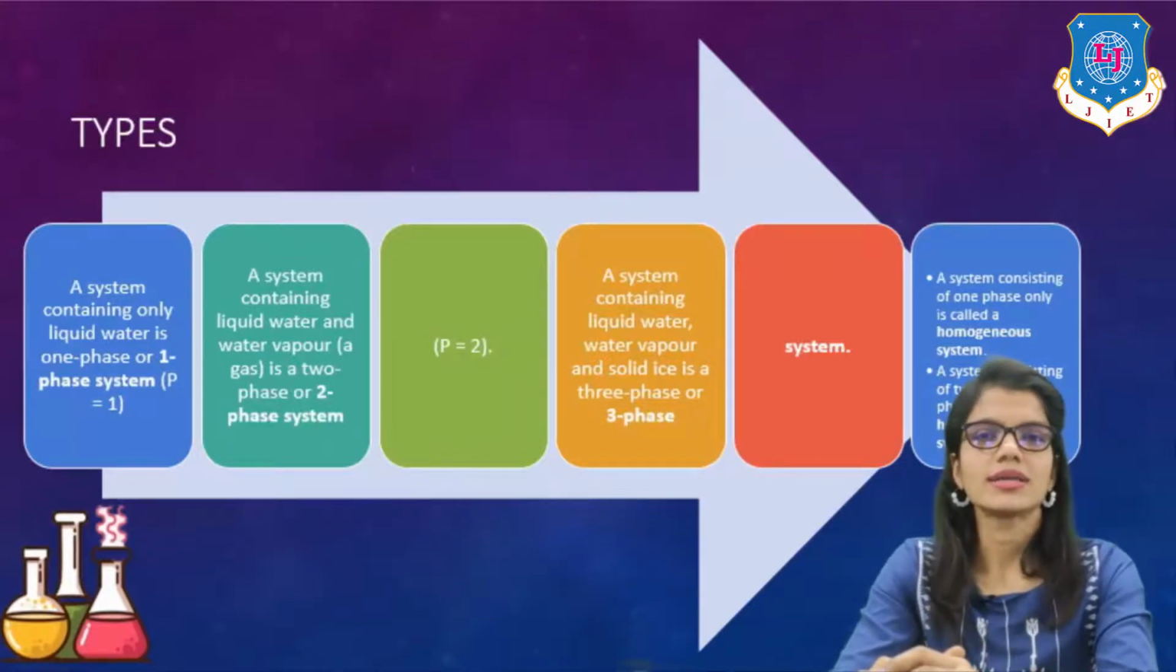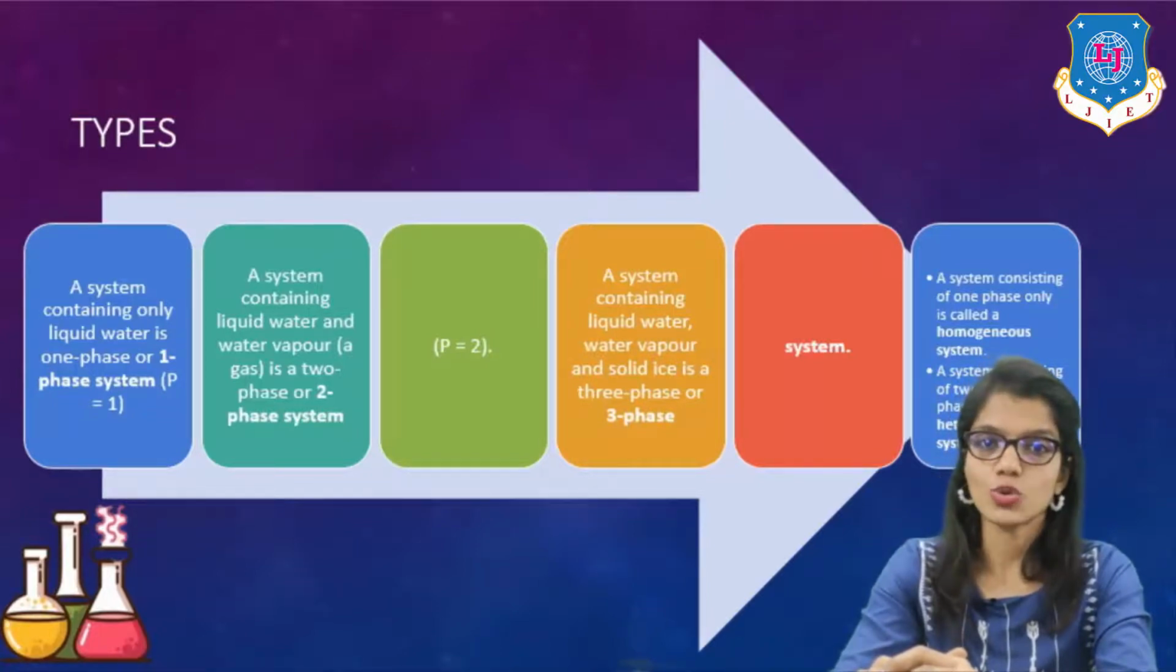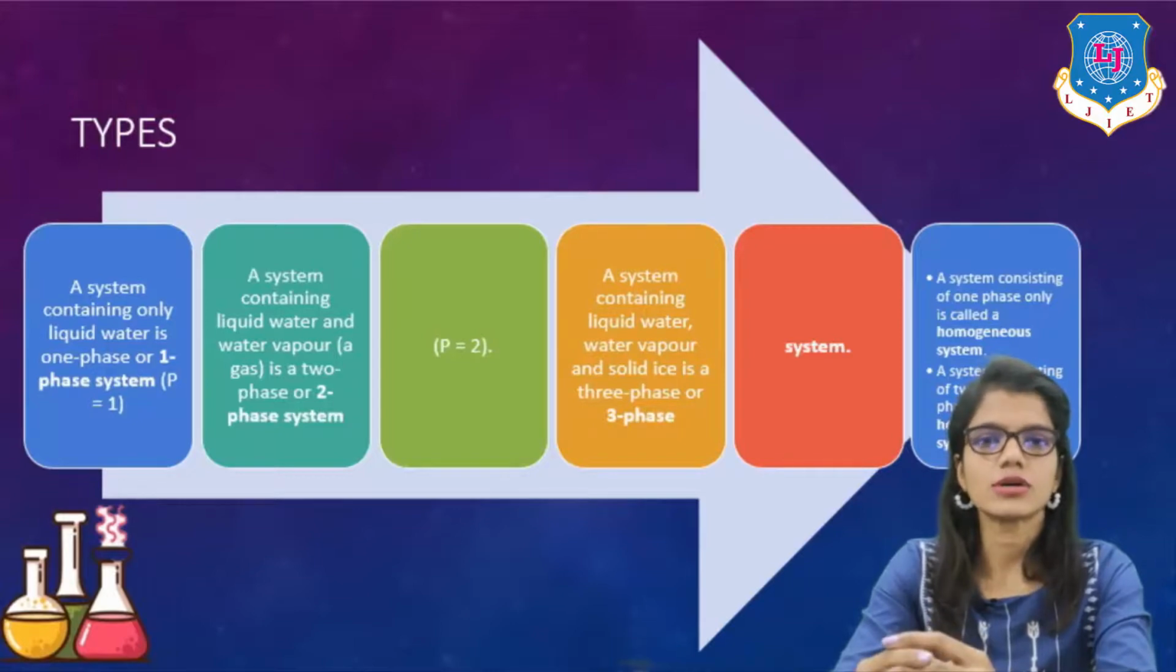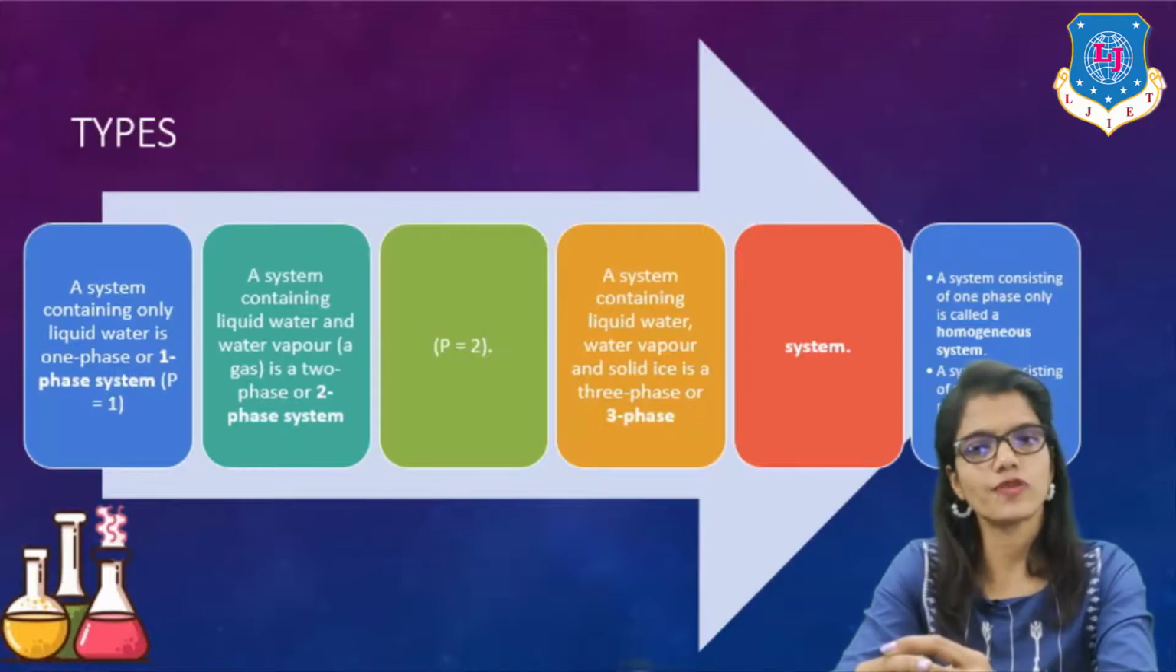Now, another one is a system containing liquid water and water vapor, which is a two-phase system. Why is it so? Because one is in a liquid form, another one is in a gaseous state. So you have to understand here the physical properties are changed, so the phase also changed, and it becomes a two-phase system. Understood it properly, everyone? Here I have shown you how it is denoted, so capital P is equal to 2 for a two-phase system.